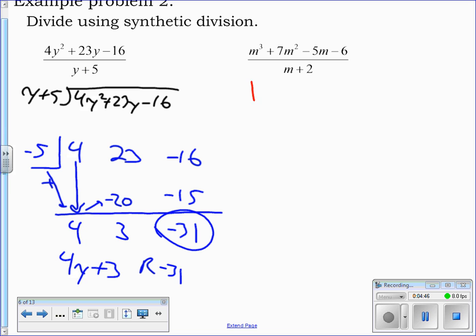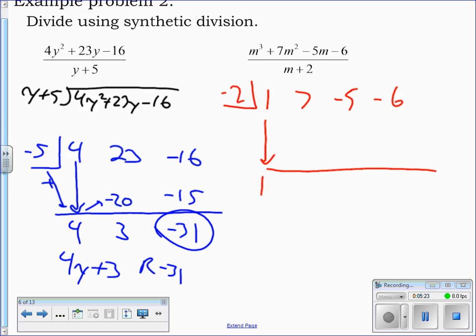First thing I do, make myself a little box. What goes in that little box? -2, the opposite of what I'm dividing by. -2. And then across here, I write out the coefficients. So how many m cubes do I have? 1. I have to put the 1, and then 7, -5, -6. Those come from the original problem. Okay. To do my work, I draw a little line, bring the first one down. That's going to be the first number of my answer.